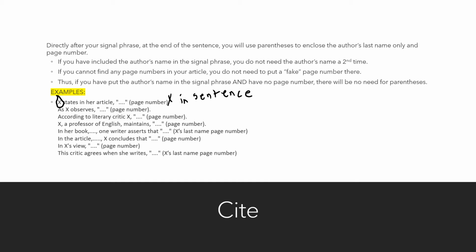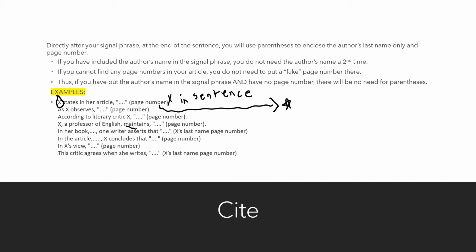X is in the sentence, and therefore all we need is the page number. We don't need X's name again in the parentheses. So you can see that happens in most of these examples. Again, these are just a few examples.